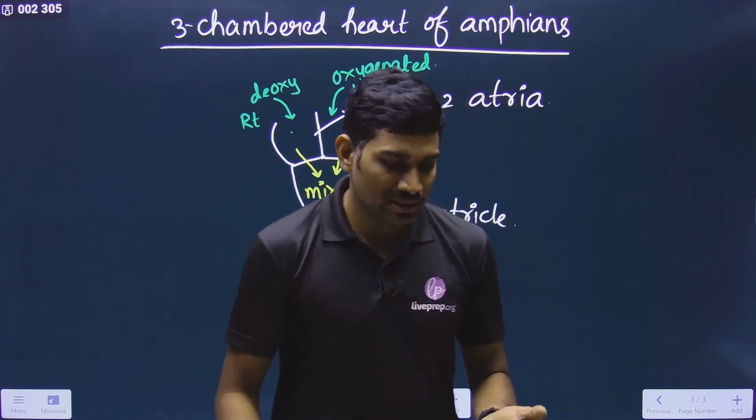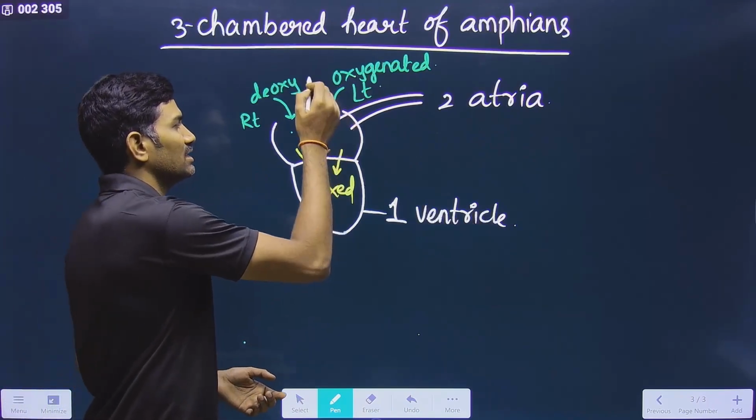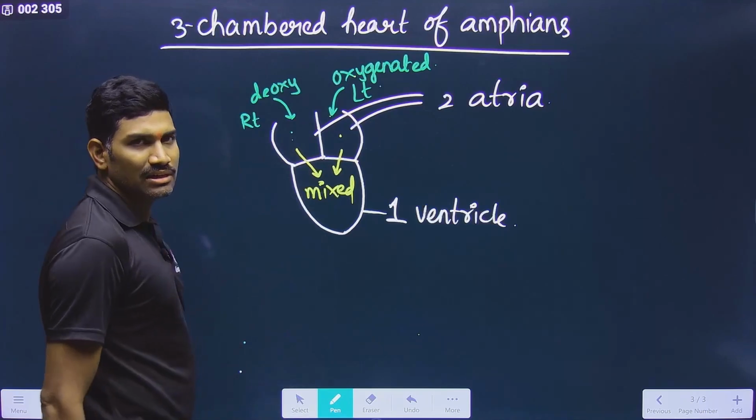Blood from that one also is coming. And anyhow lungs are there, blood from the lungs is also coming. So all the oxygenated blood is coming into this one. So in this way, oxygenated blood here, deoxygenated blood here.